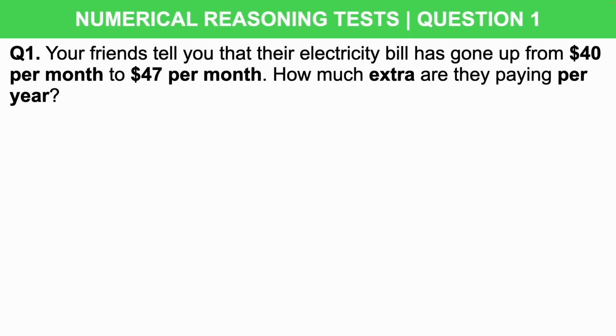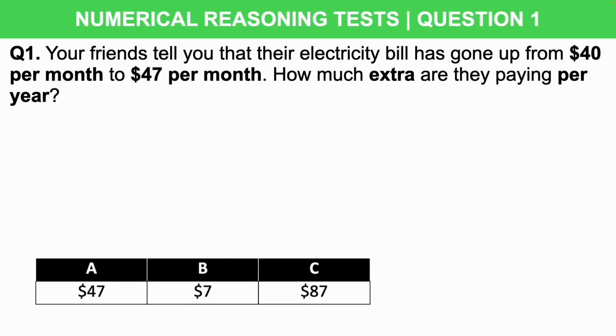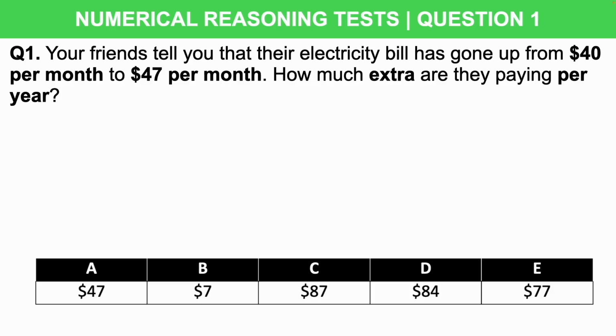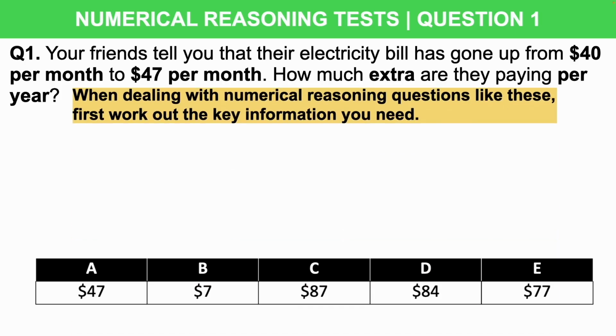Your friends tell you that their electricity bill has gone up from $40 per month to $47 per month. How much extra are they paying per year? Is it A, $47, B, $7, C, $87, D, $84, or E, $77? Now, when dealing with numerical reasoning questions like these, first work out the key information you need. You can see here I've highlighted that key information in bold. Now let's work through this question together before I give you some sample questions to try by yourself.